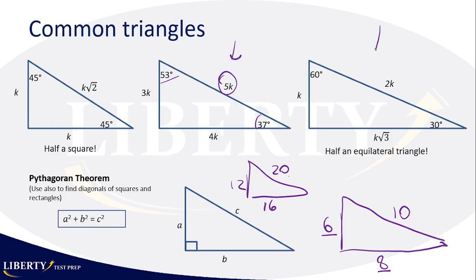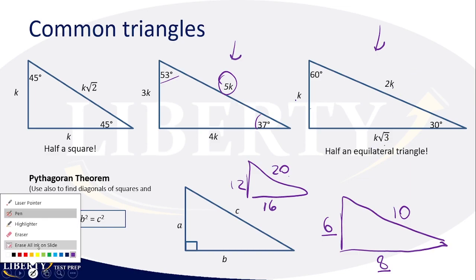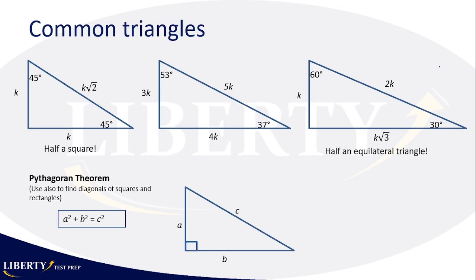And the last common triangle will be something like this: 30, 60, 90. It goes in the relationship of k, k square root of 3, and 2k. So that's the same thing, and you can get the other information just by looking at that triangle. Okay, so those are common triangles, and you have to memorize them. They are very important, and the GMAT likes to play a lot with them. So memorize these triangles as soon as you can. And then, of course, we have the Pythagorean theorem.